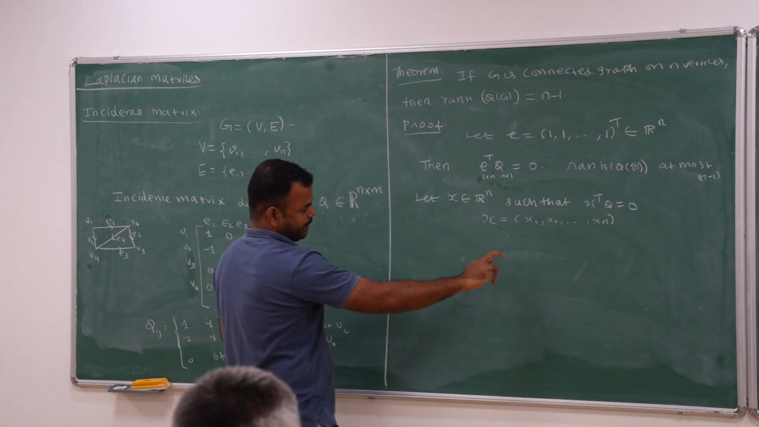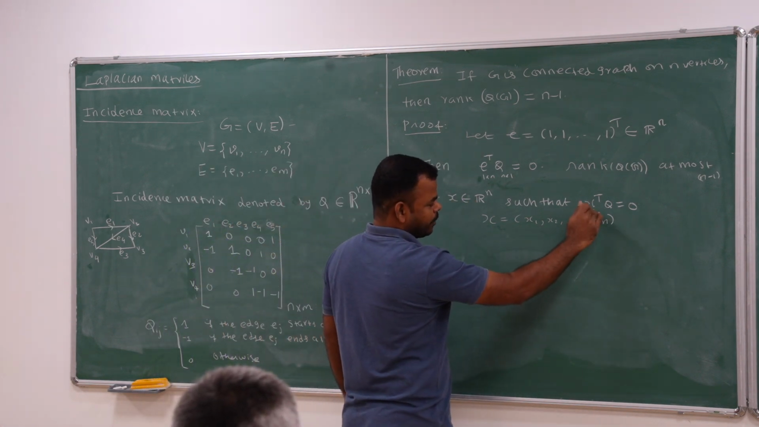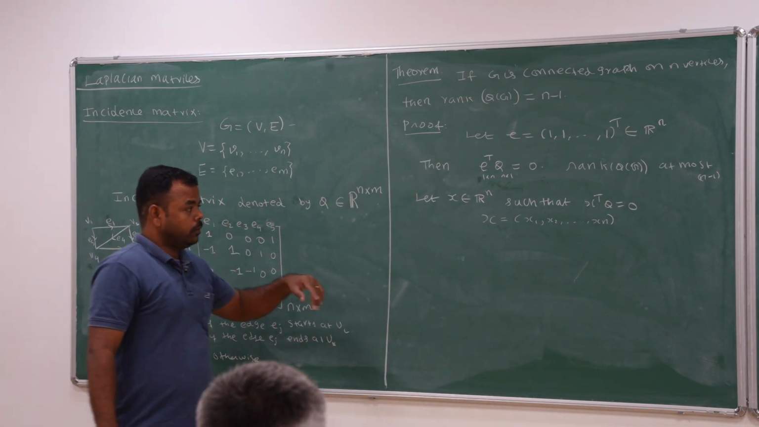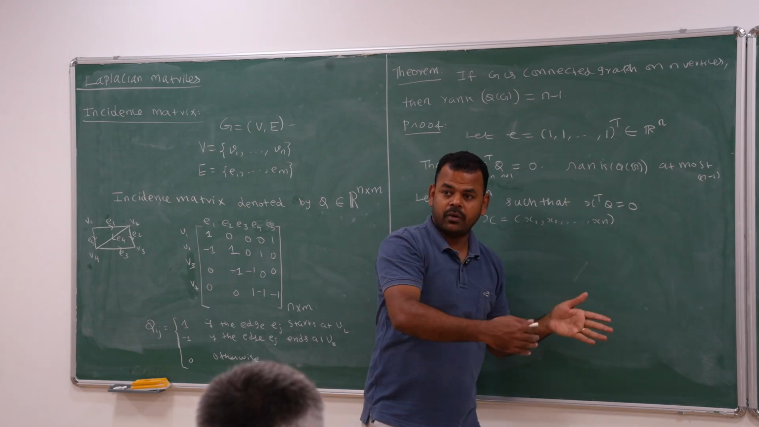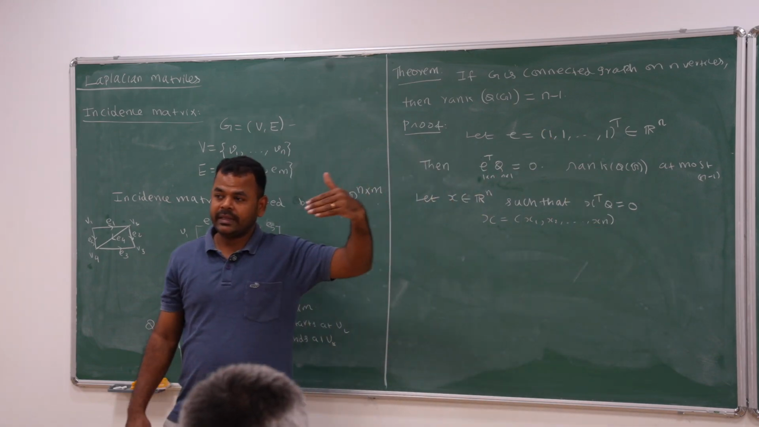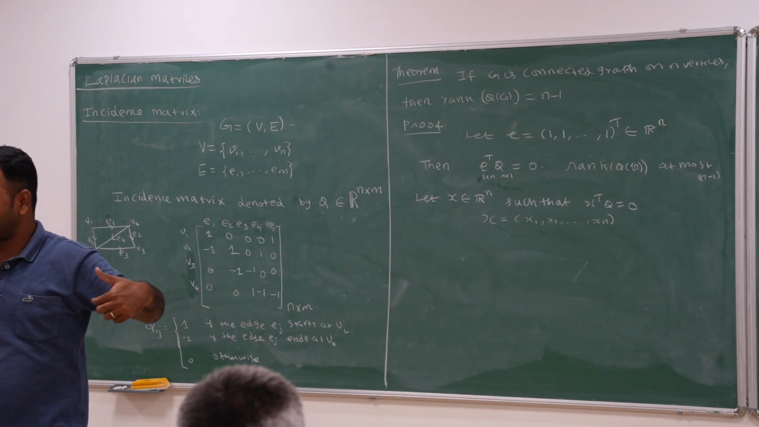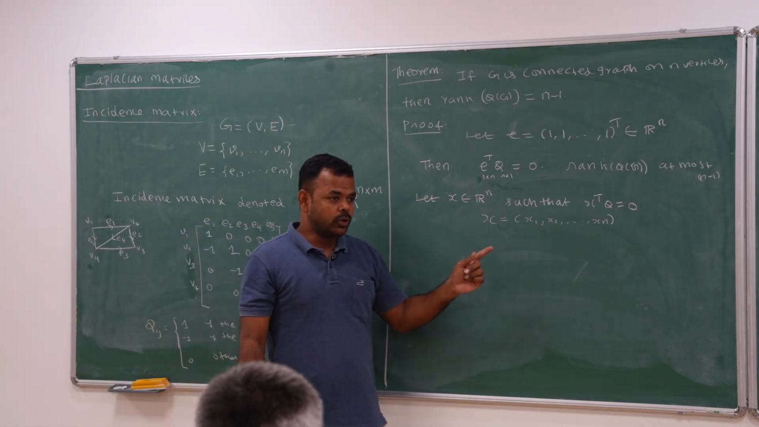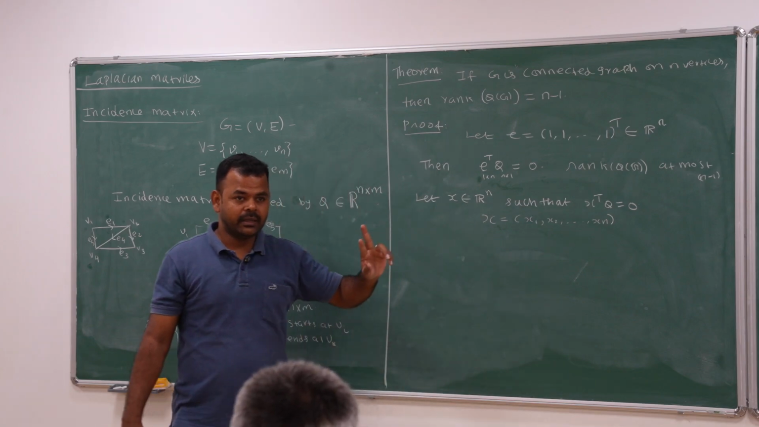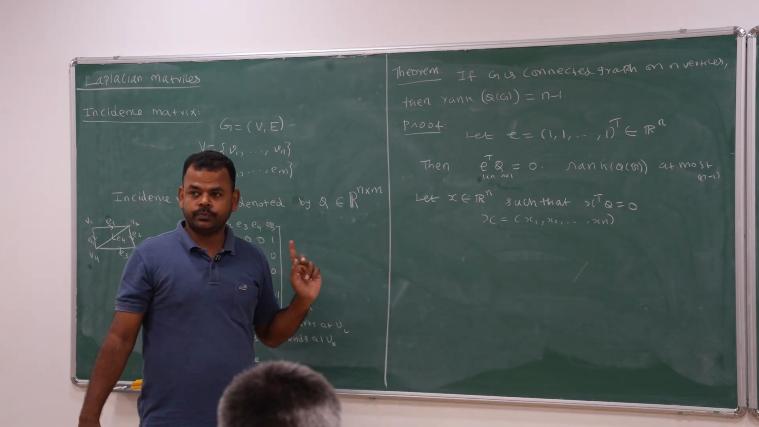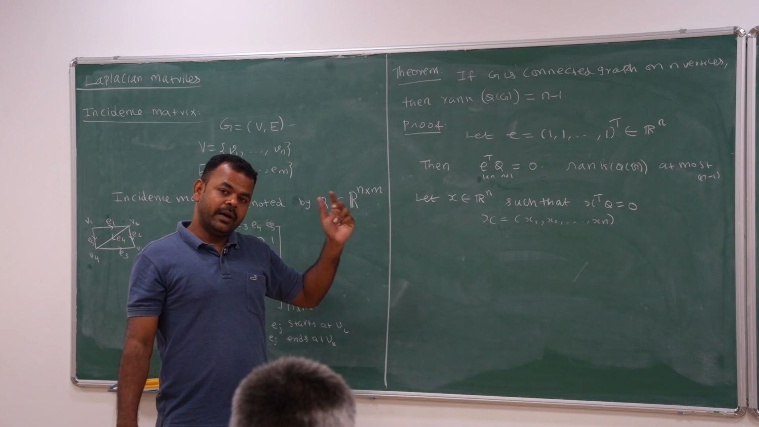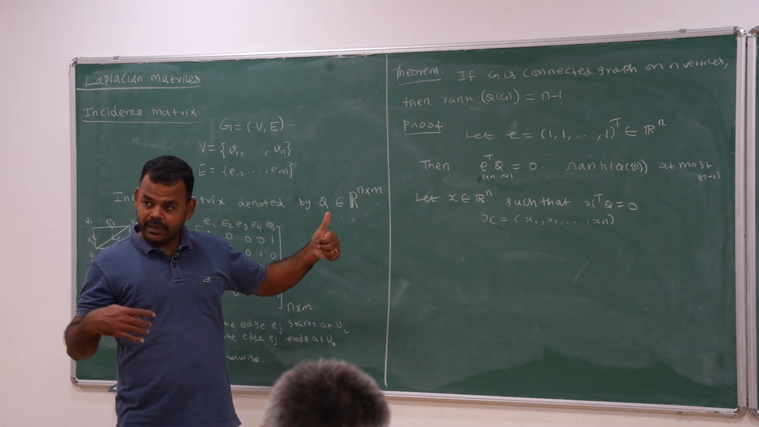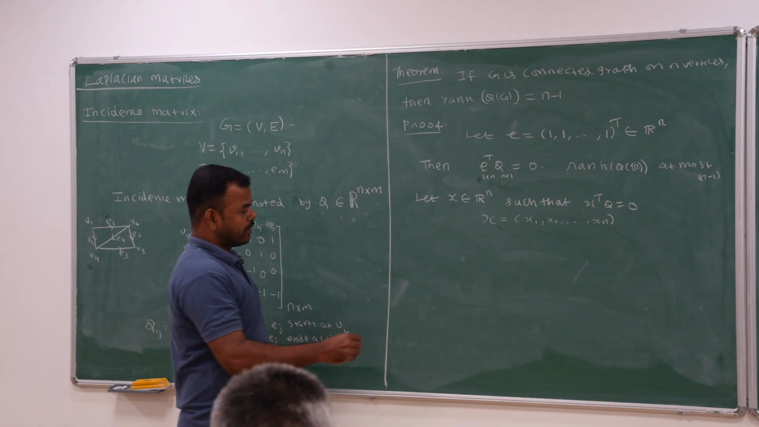Okay. So if you take the vector x and if you multiply that with the first column of Q, what are you going to get? What are the entries of the first column? The entries of the first column are 1, minus 1, or 0. So you are going to get exactly two non-zero entries in the first column. One is 1, the other one is minus 1. 1 corresponds to the vertex where the edge E1 starts, and minus 1 corresponds to the vertex where the edge E1 ends.